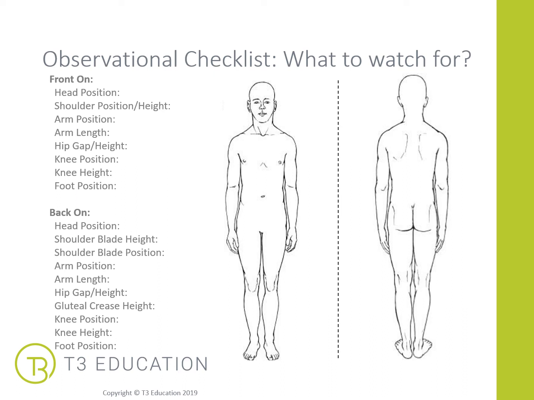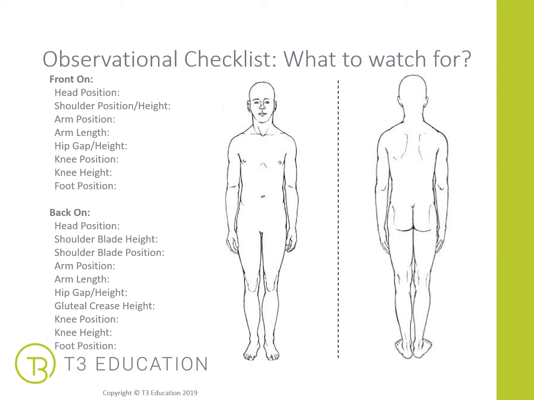So looking front on at a client, first I start head down. You could start feet up, whatever works for you. How does their head look? Is it on straight? Does it tilt from one side to the other? Does it rotate to one side or the other? Coming down to the shoulders. Is one higher than the other? Is one more forward, one more backward? Do they roll in, roll out? Are they rounded?